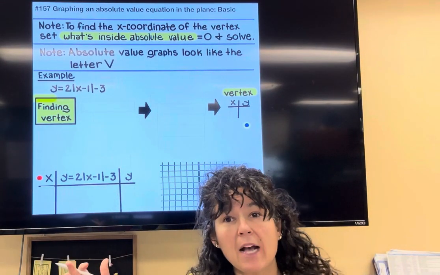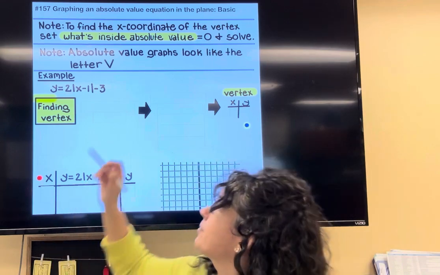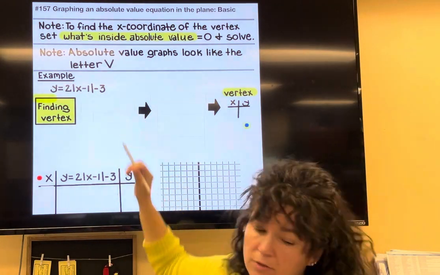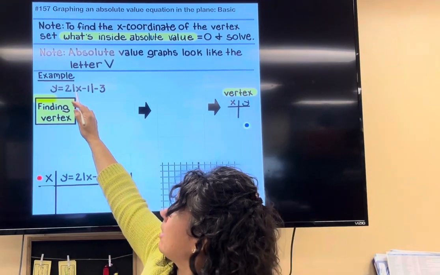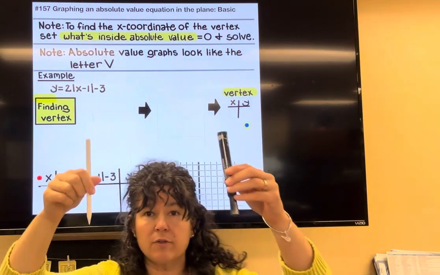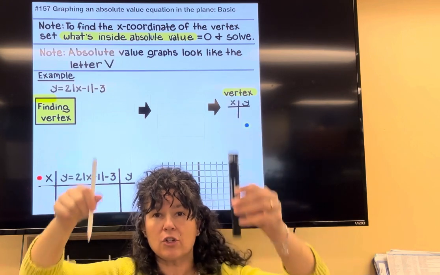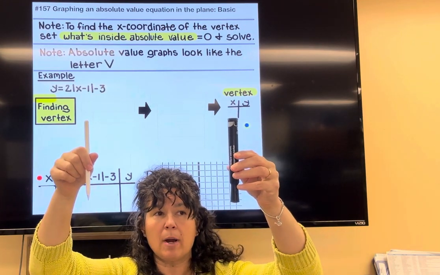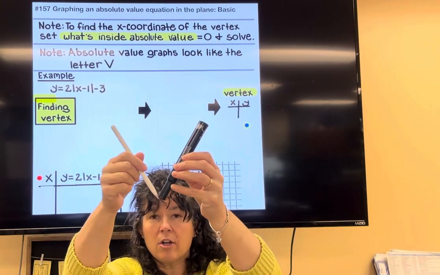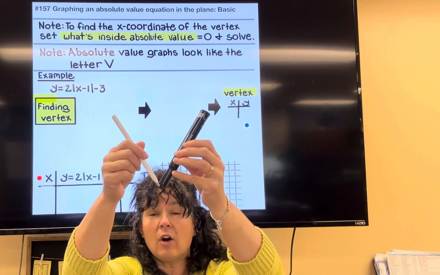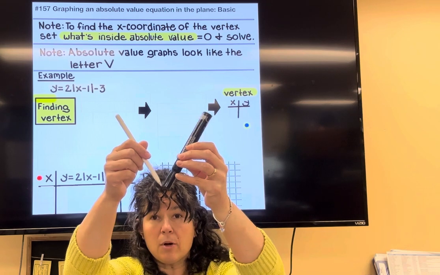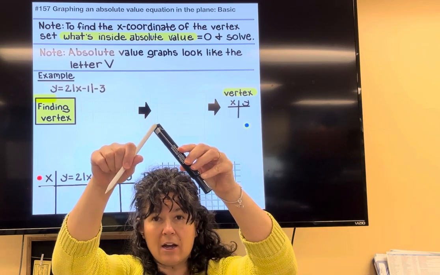Ultimately, we'd like to graph some absolute value graphs. And when graphing an absolute value graph, a couple things to keep in mind: if you can picture those long lines coming together, absolute value graphs end up looking like the letter V.